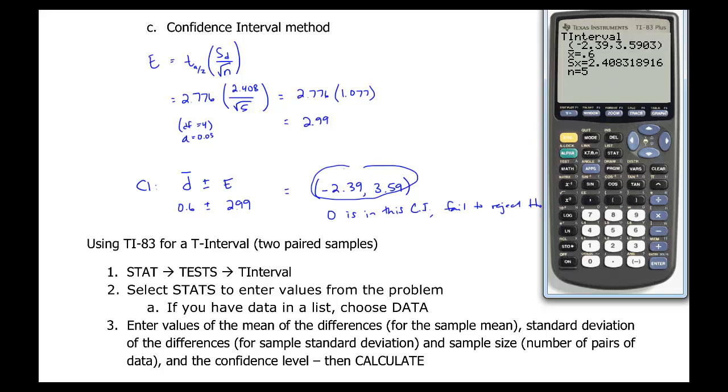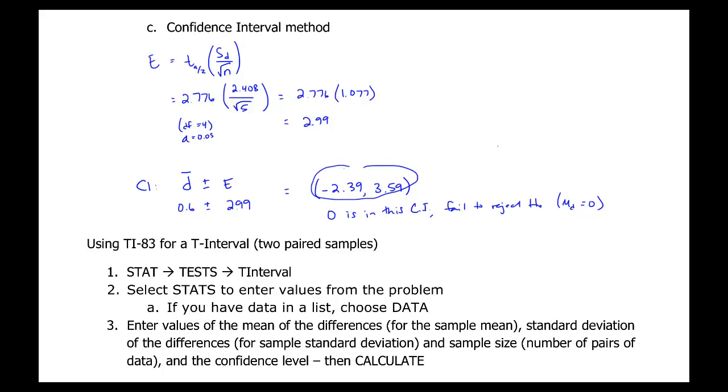So all 3 of these methods reach the same conclusion. It's fail to reject the null hypothesis. And again, that just means that there is no difference in accuracy between forecasts 2 days ahead and 4 days ahead. So rewriting the conclusion in the context of the problem, there's no difference. The null hypothesis was that the mean of the differences equals 0, which means there's no difference.